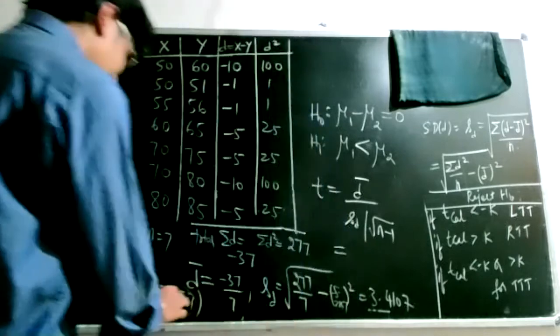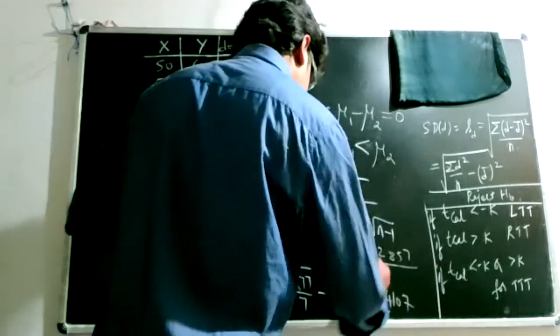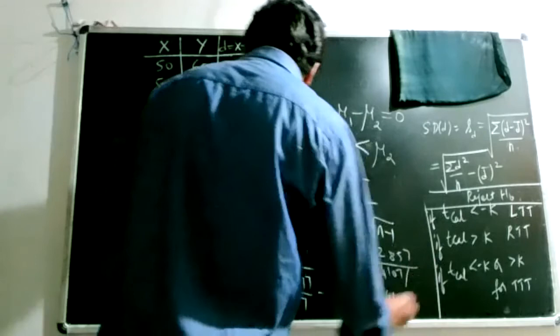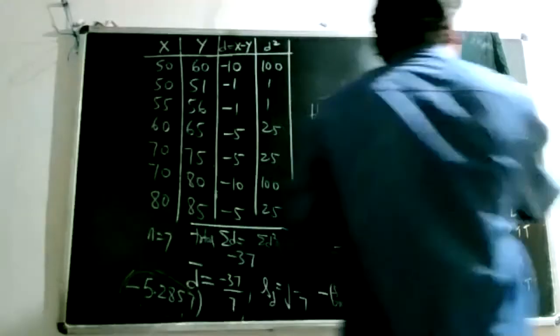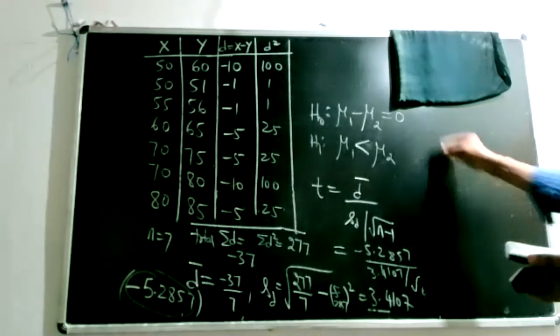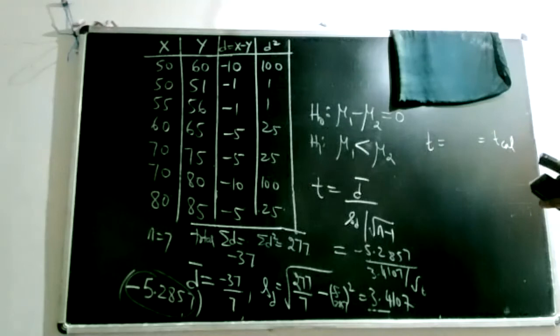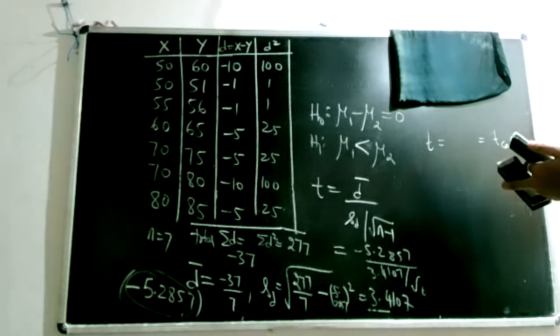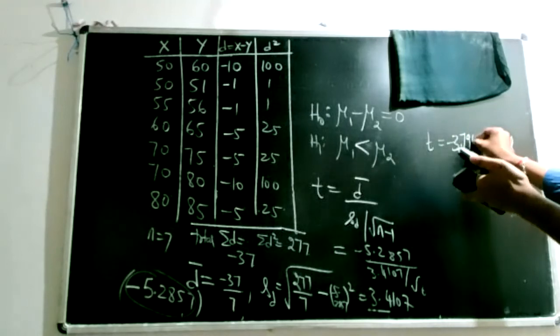Okay, so when I look into the values of D bar and SD by substituting that here, 5.2857 divided by 3.4107 divided by square root of 6. 7 minus 1 is 6, that is the degrees of freedom. So I'll take this as the test statistic, and we call it theta. So I have minus 5.2857 divided by 3.4107 divided by root 6. So that comes to minus 3.7961.